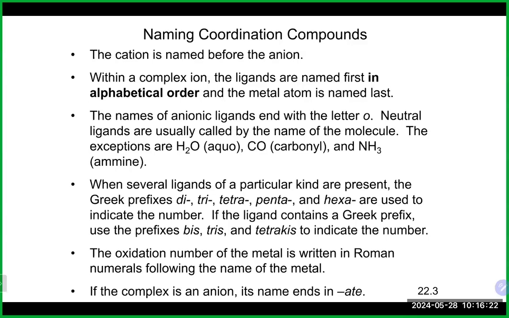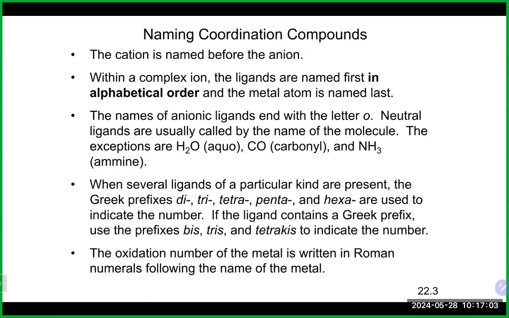As I mentioned before, if you do end up with multiple of the same ligand within the complex ion or the coordination compound, we do use prefixes to indicate how many we have. Di for 2, tri for 3, tetra for 4, penta for 5, hexa for 6. Now, if the ligand itself already contains one of those prefixes, like di, then we use different prefixes if there's multiple ones. Bis, tris, tetrakis: bis for 2, tris for 3, and tetrakis for 4.